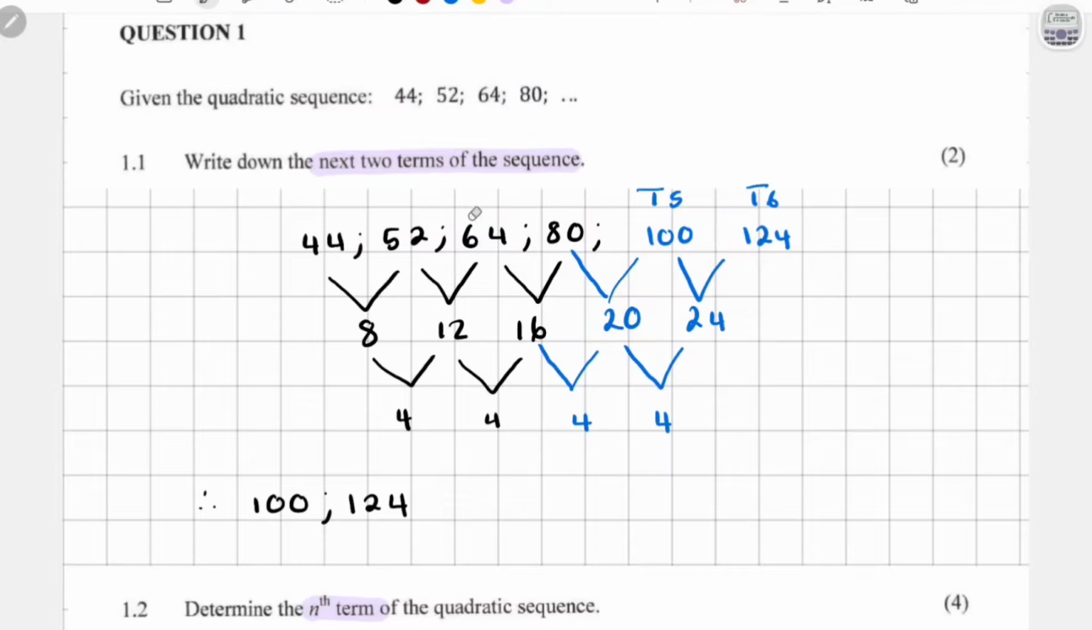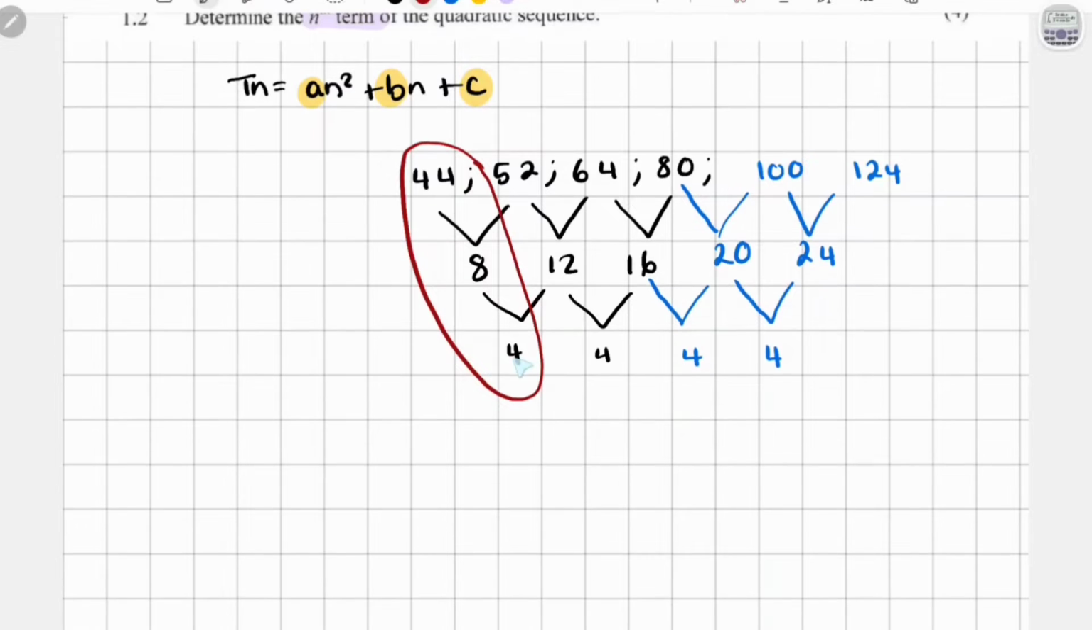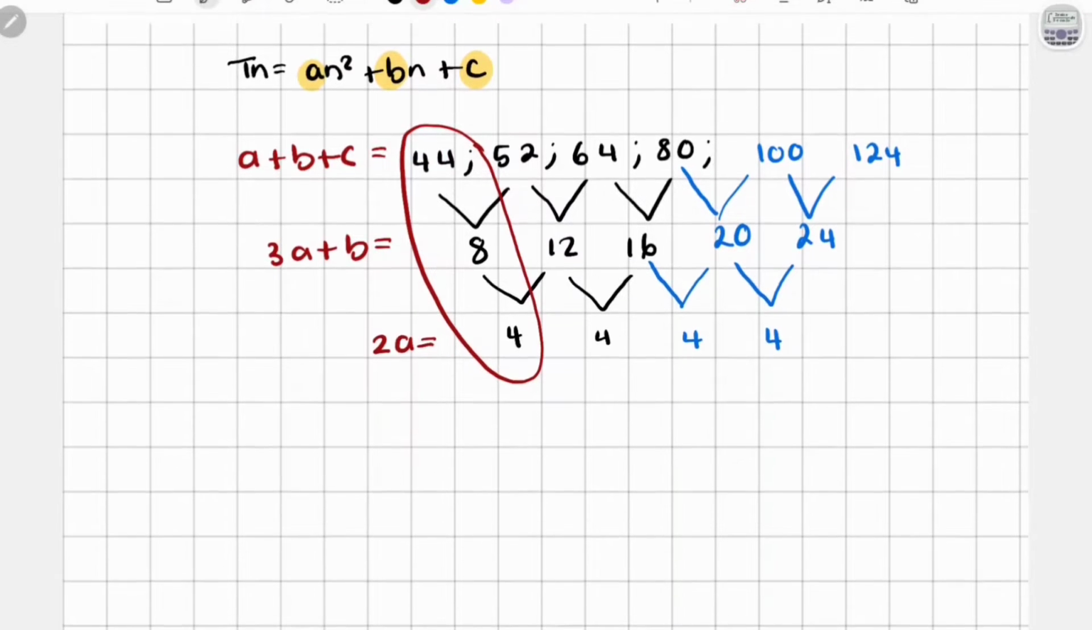We're going to use this pattern that we have here, so let me just take this and paste it down. Next, we look at all these terms, the first terms in each row. You can circle them because we're going to use these numbers. The second difference, we make equal to 2a, so 2a is equal to 4. The first term in the first difference, we make equal to 3a plus b. And the first term in the quadratic pattern, we make equal to a plus b plus c. That's what we do to find a, b, and c.